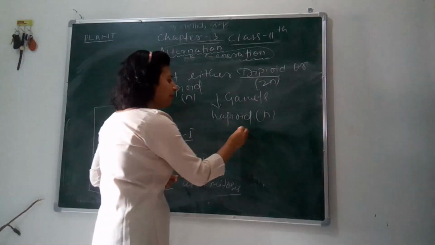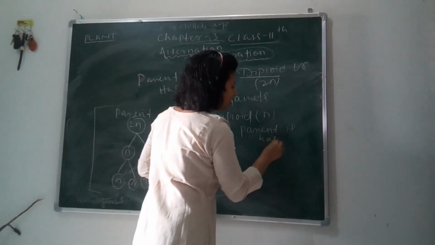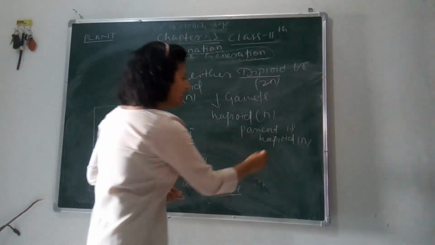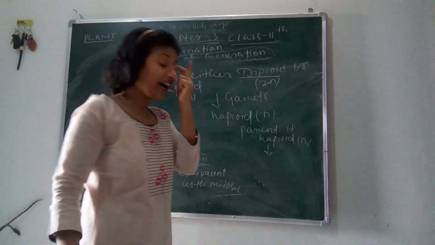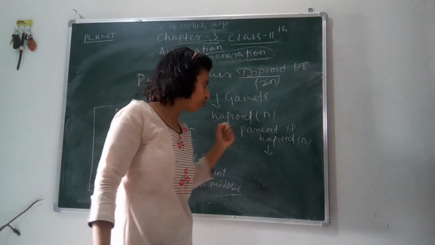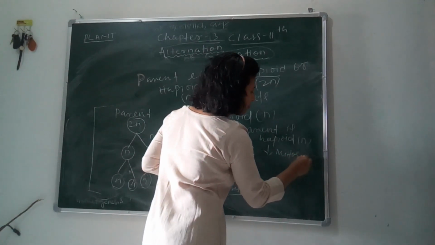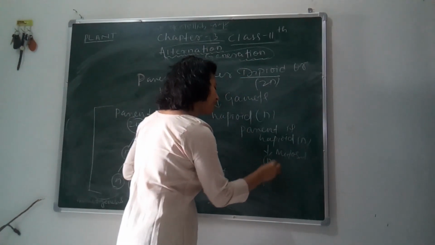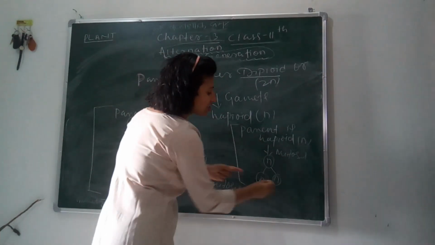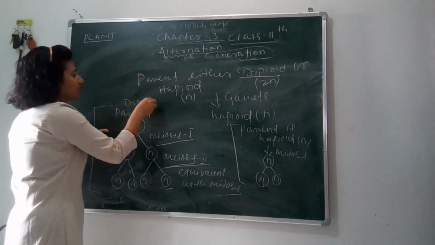Let's see if the parent is haploid. The parent is haploid, meaning it contains n number of chromosomes. So what happens here? As it is n, it can't go through reduction division, meaning it can't go through meiosis. So the parent has to go through mitosis, which, as we know, is equational division. So n here gives n. This is how haploid parents form gametes, and this is how diploid parents form gametes.